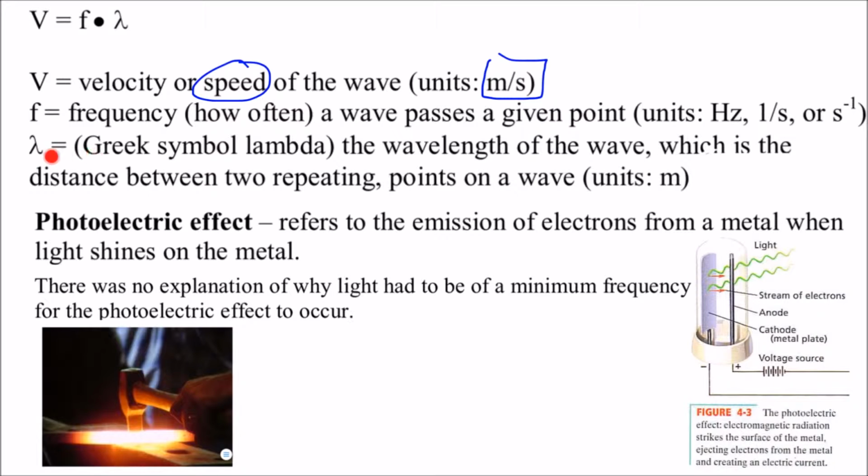And then finally we've got lambda here, okay? Lambda is a Greek letter, okay, and it's going to mean wavelength for us. And since it's a wavelength, length is the key word there, distance is measured in meters, okay?